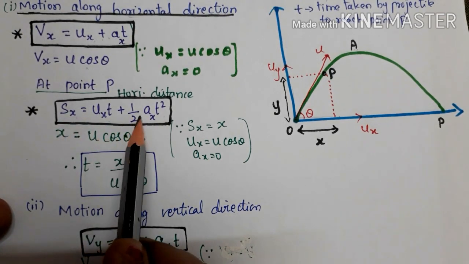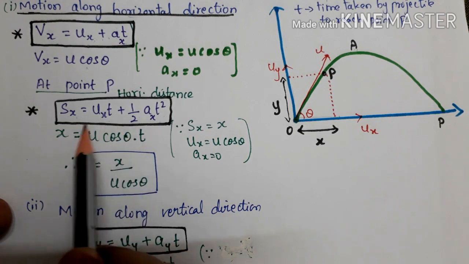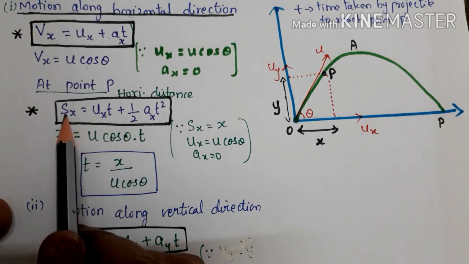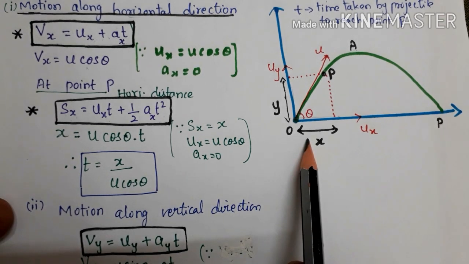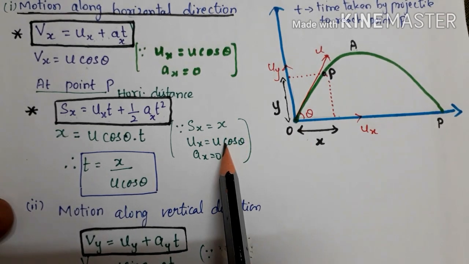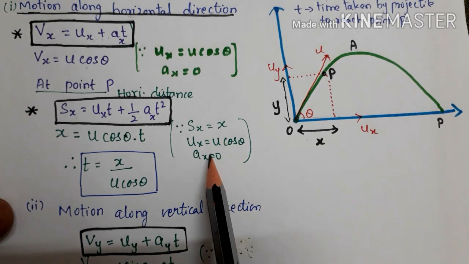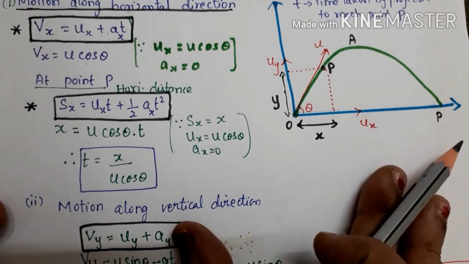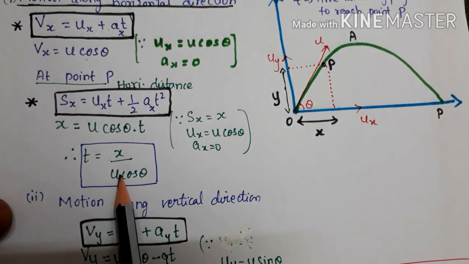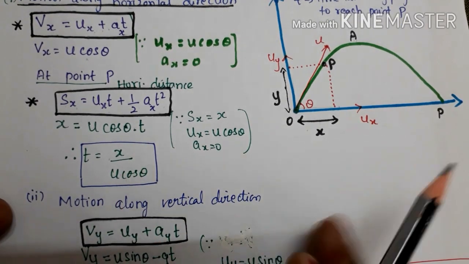So the subscript x represents motion along the x-axis. Displacement along the x-axis is x equal to ux t, as usual substituting u cos theta, and acceleration along the x-axis is 0. If you substitute these values, you will get x is equal to u cos theta into t. From this, if you take t, you will get x by u cos theta.